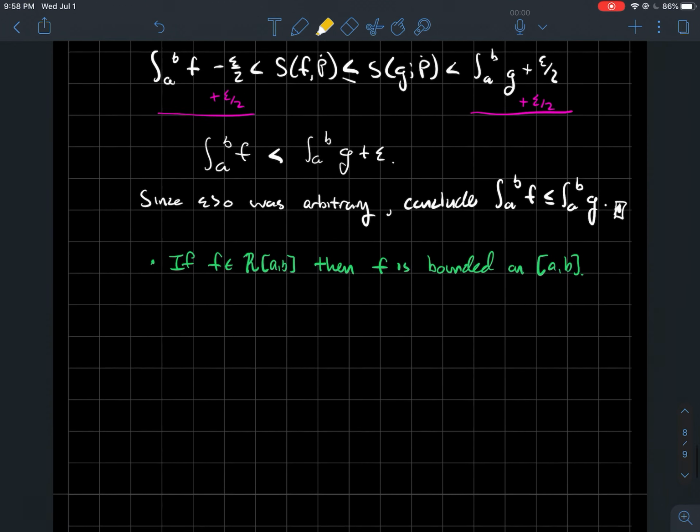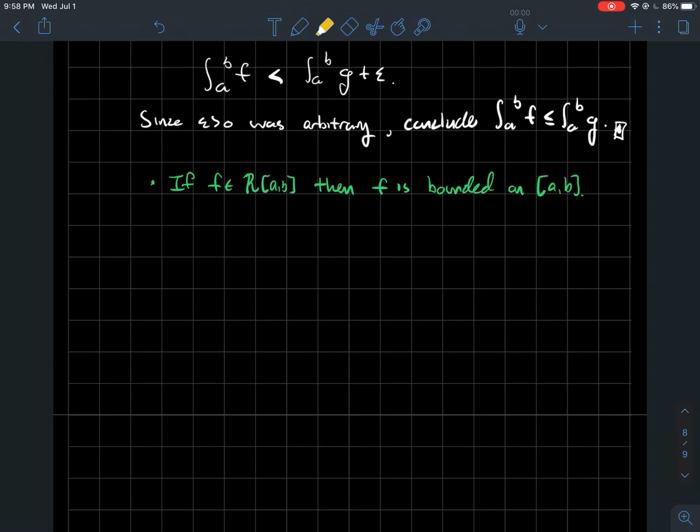The last thing I want to tell you about in this section, which again will utilize the definition of what it means to be Riemann integrable: if you've got a Riemann integrable function, then it has to be bounded on your interval from a to b. What this result implies is a big picture idea. I've got the set of all functions, and the Riemann integrable functions on a closed interval [a,b] are just some subset of all functions on [a,b].